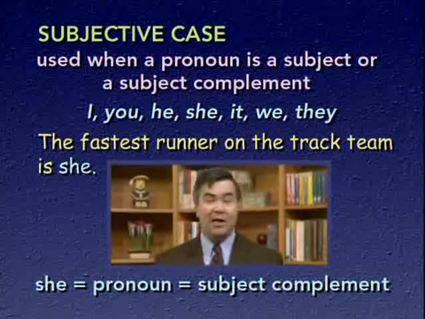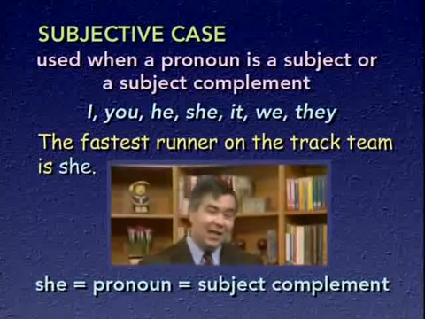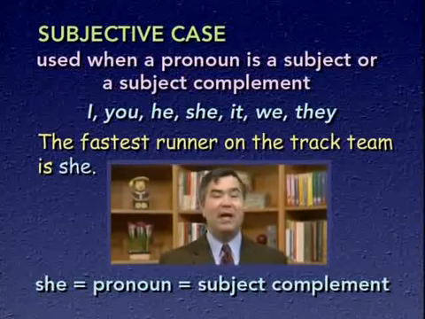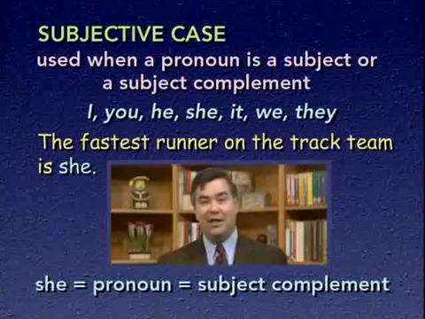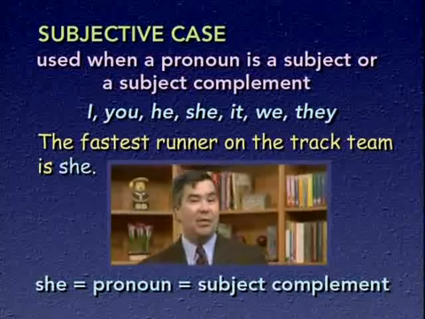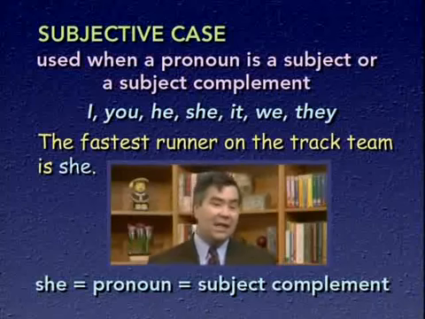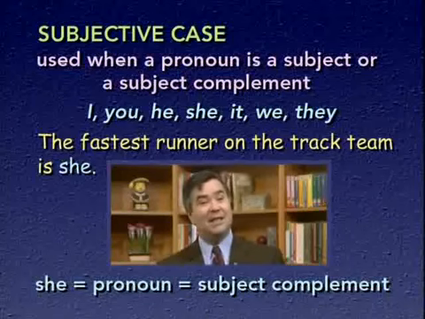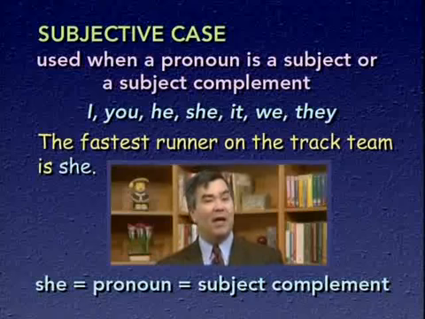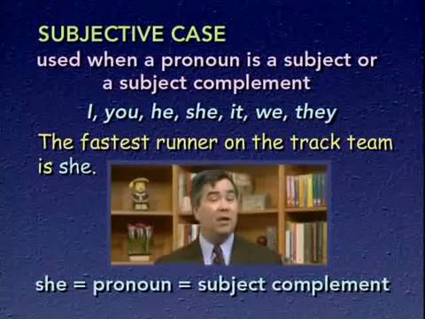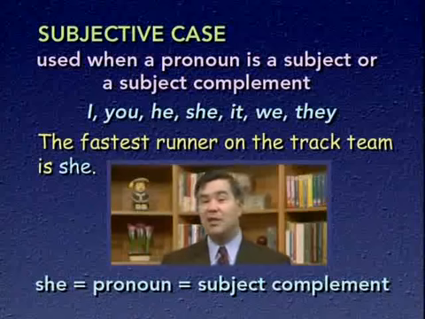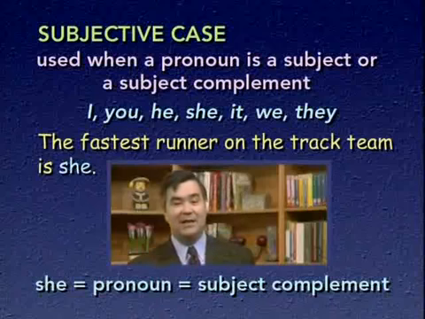And because the pronoun is playing the role of subject complement, it needs to be in the subjective case. So again, the subjective case pronoun she has been used correctly in this sentence. You might have sensed that this second sentence example that we just gave about the fastest runner sounds a little unusual, and sentences like this, using a pronoun as a subject complement, are fairly rare in English. Nonetheless, they do appear occasionally, and so it's good to know that rule, that a pronoun used as a subject complement should be in the subjective case.